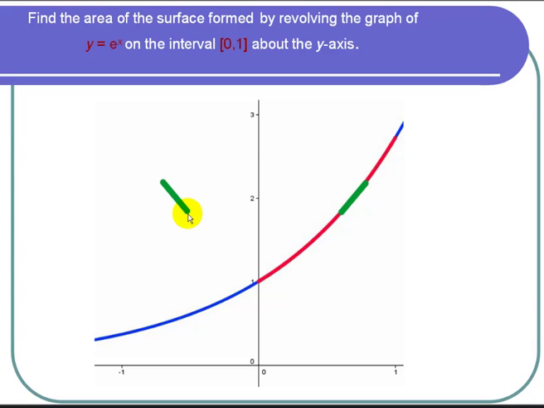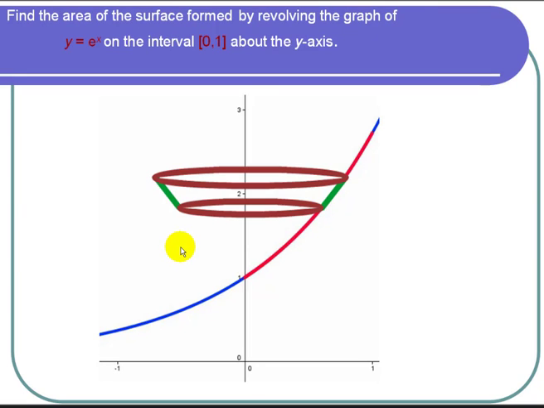To revolve it, or at least to show the revolved region, I'm going to take the bottom two endpoints and connect those with an oval, and take the top two endpoints and connect those with an oval, as so. And what I get is a frustum.